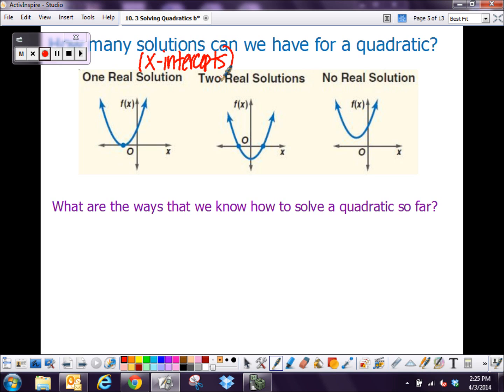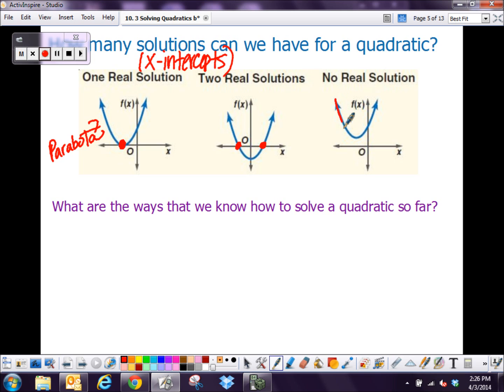Okay, so let's talk about each one of these graphs really quick. So if we have 1 solution, that means it's crossing the x-axis once. Okay, so just right here, our parabola, remember this is called a parabola, either looks like a U or an N. Okay, it's crossing the x-axis once, so that's our 1 solution. If we look at the 2 solutions, that means it's crossing the x-axis twice. Okay, and then remember, a solution is where it crosses the x-axis.